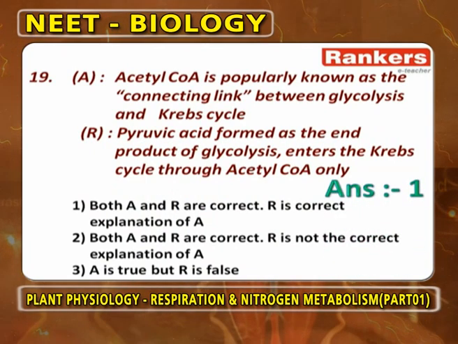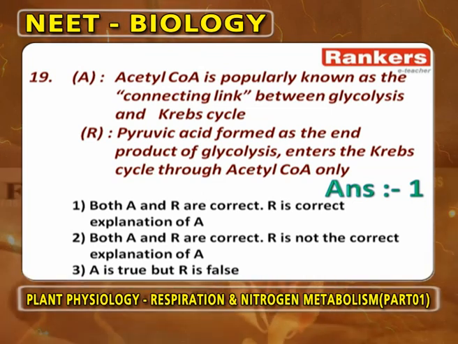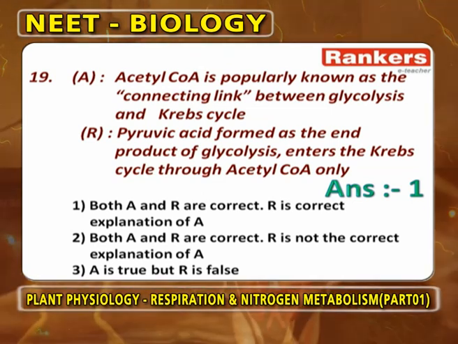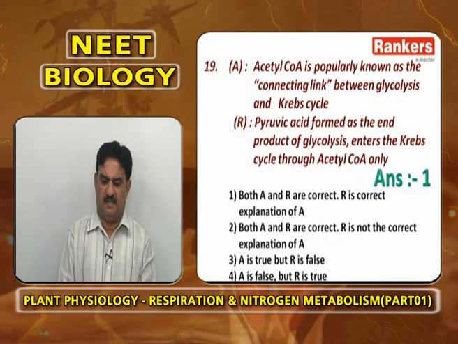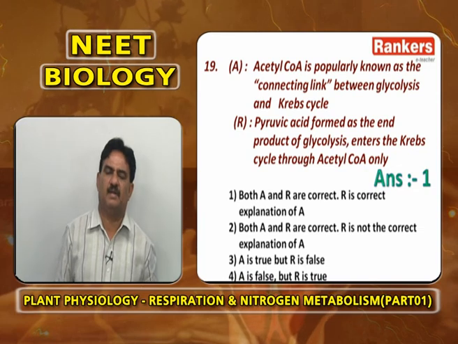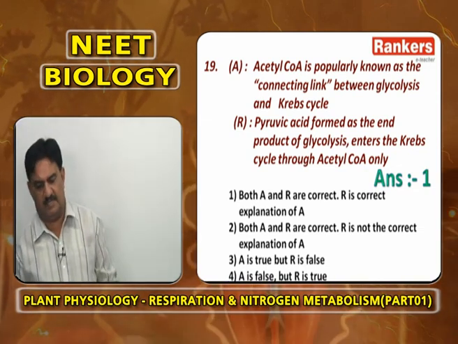This is an assertion reasoning. Acetyl coenzyme A is popularly known as connecting link between glycolysis and Krebs cycle. Definitely, acetyl coenzyme A is regarded as a connecting link between glycolysis and Krebs cycle. Pyruvic acid formed as the end product of glycolysis enters the Krebs cycle only through acetyl coenzyme A.